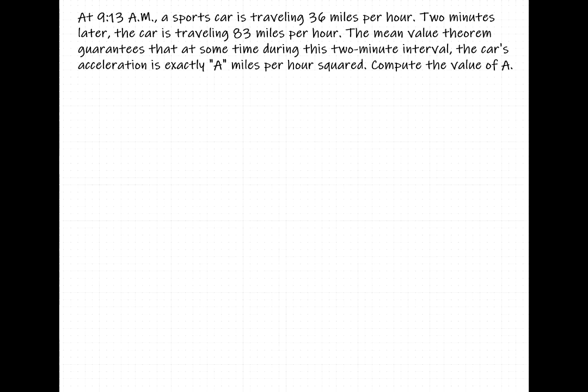At 9:13 a.m., a sports car is traveling 36 miles per hour. Okay, so let's say 9:13, 36 miles per hour. And 2 minutes later, that would be 9:15, the car is traveling 83 miles per hour.